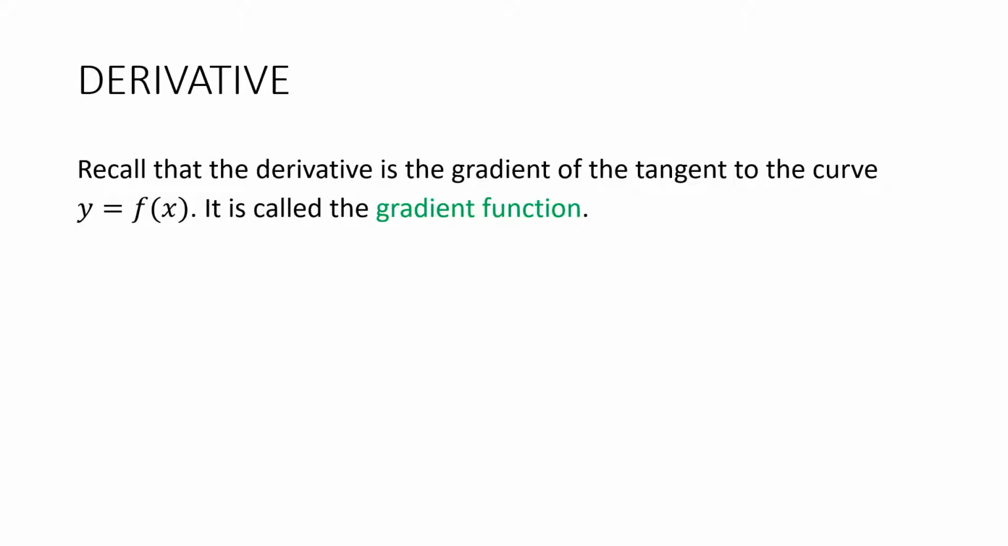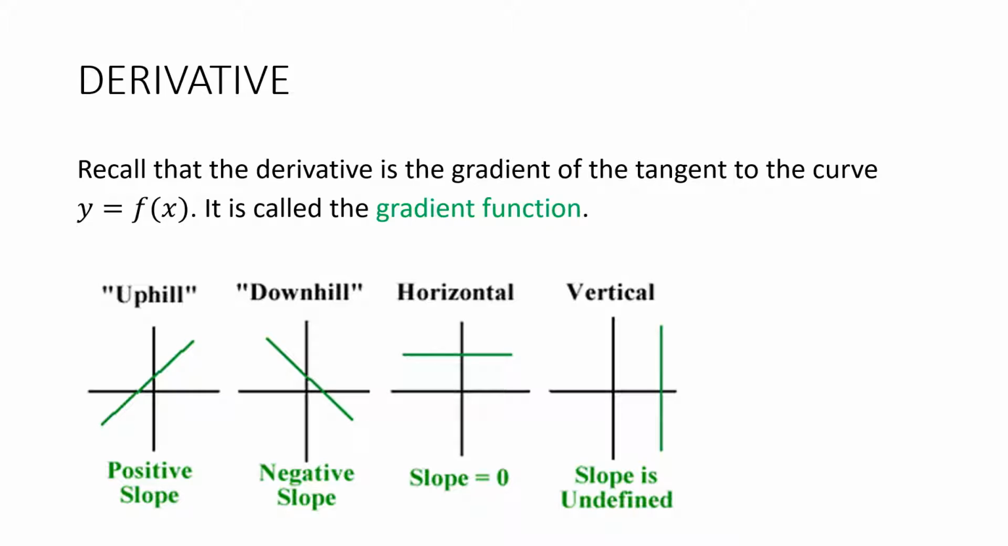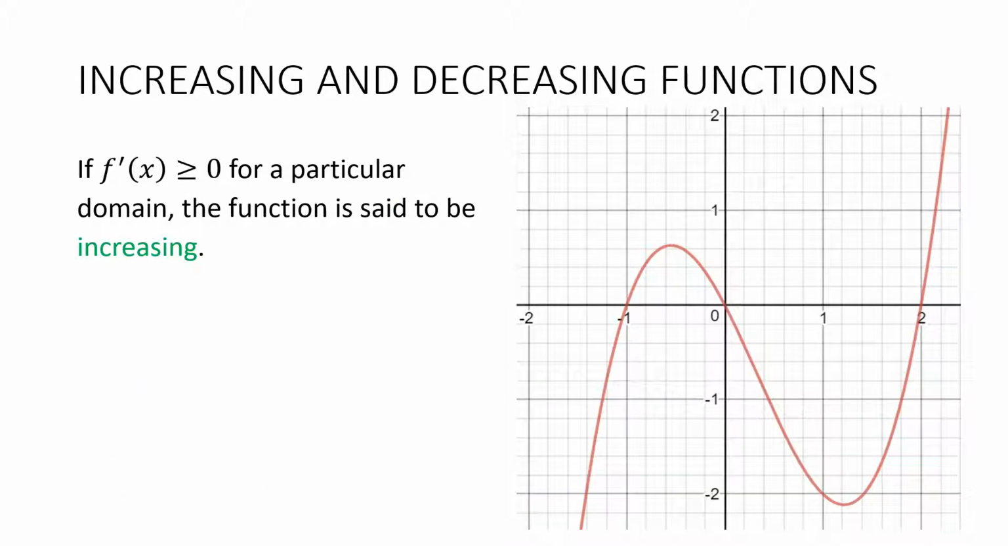We also need to remember a few things about gradient, namely that uphill the gradient would be positive, downhill would have a negative gradient. If it's flat, the gradient or the slope is 0. And if it's completely vertical, it's approaching infinity, so the slope or the gradient is undefined. So we can actually use those facts to figure out whether a function is increasing or decreasing.